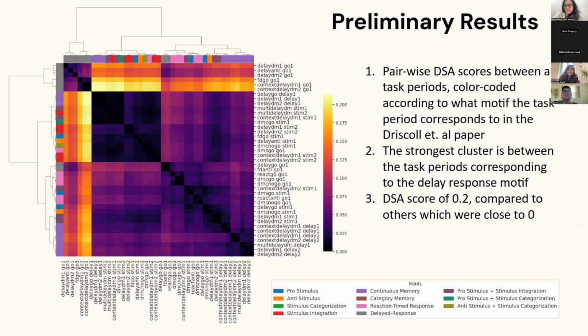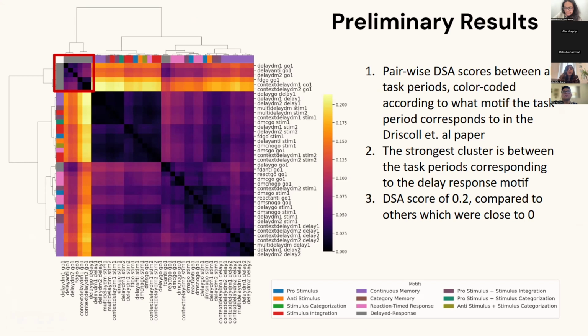The one exception was the response period of tasks associated with the delay response motif, which showed a higher DSA score of about 0.2. So this suggests that DSA alone was not sufficient to distinguish all the dynamical motifs that were identified in the previous work. Those motifs were originally uncovered using principal component analysis, and with this analysis, we wanted to see whether DSA could capture similar structure without relying on PCA or interpolation as used in the original study.